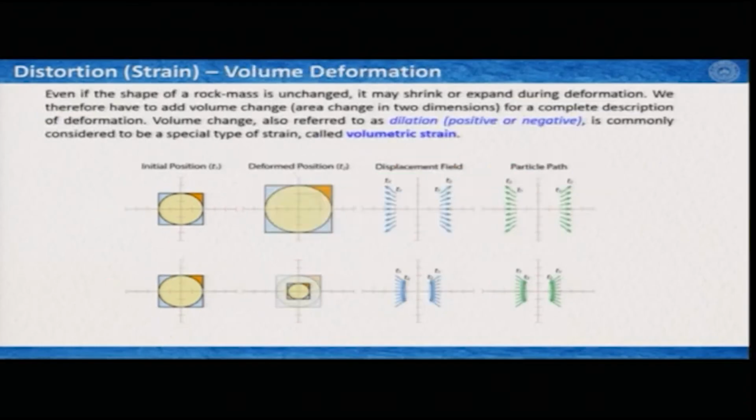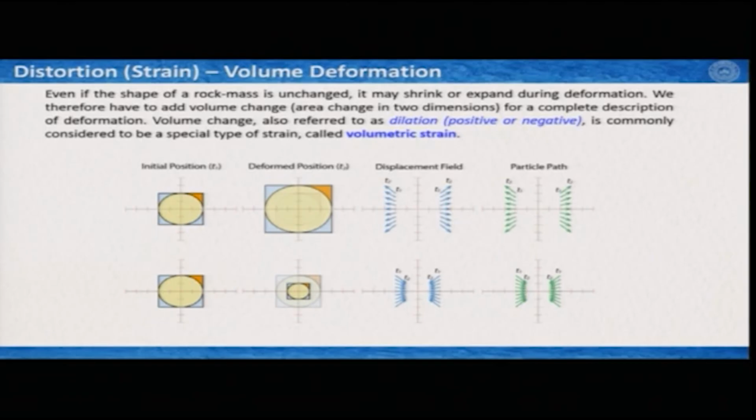Then volume deformation is something where you do not keep the volumes constant during deformation. So you can keep the shape similar but not the volume. So even if the shape of a rock mass is unchanged, it may shrink or expand during deformation. We therefore have to add volume change, that means area change in 2 dimensions, for a complete description of the deformation.